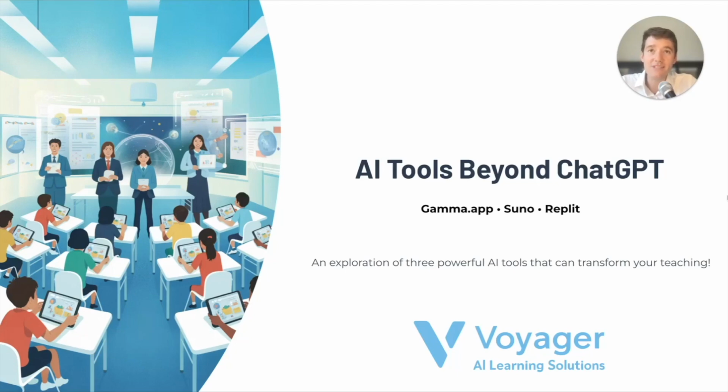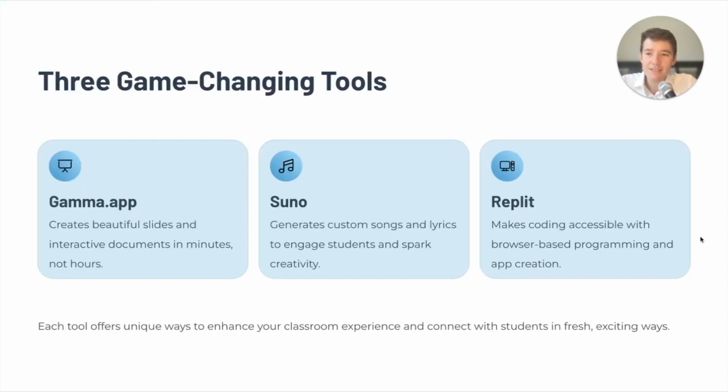One of the common pieces of feedback I've gotten is that ChatGPT is great, but what other tools are out there that I should know about? That's exactly why I created this microcourse. We'll explore three tools, Gamma, Suno, and Replit.